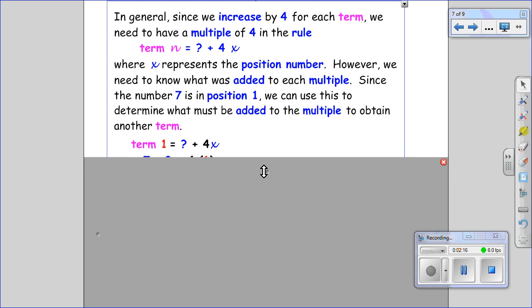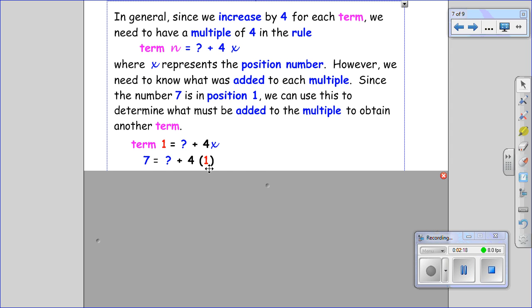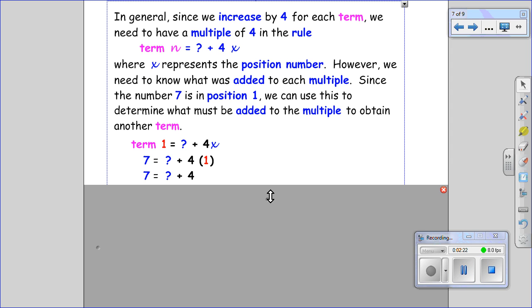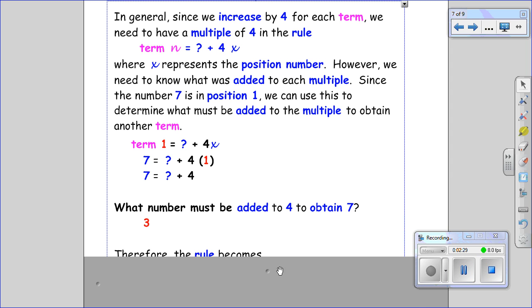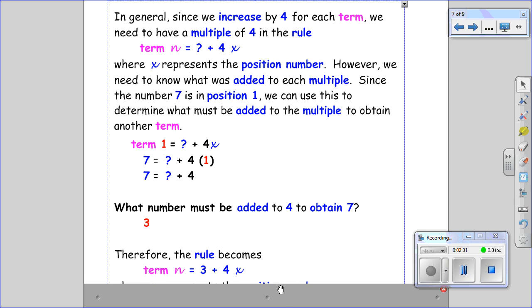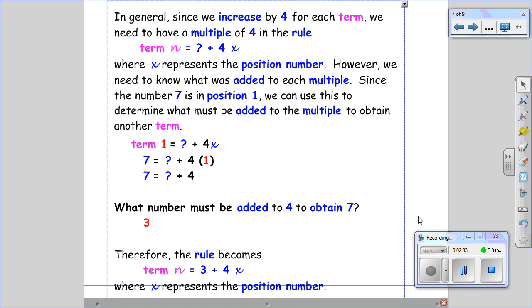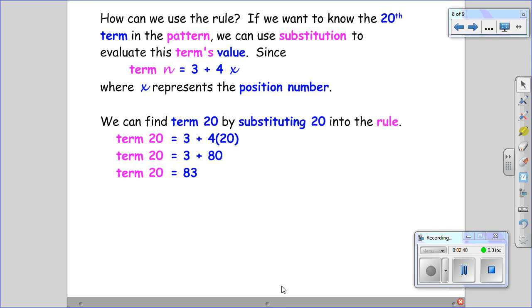So if we substitute 7 in for term 1 and 1 in for x, because x was the term number, we end up with 7 equals something plus 4. Well, what number plus 4 equals 7? It's 3. So the general rule becomes term n equals 3 plus 4x, where x represents the term or position number.